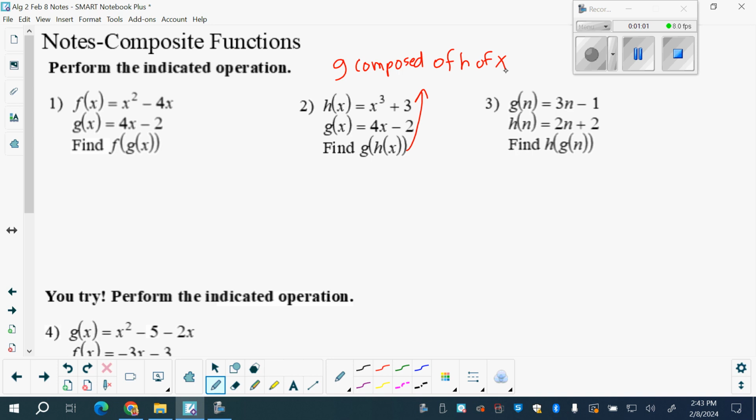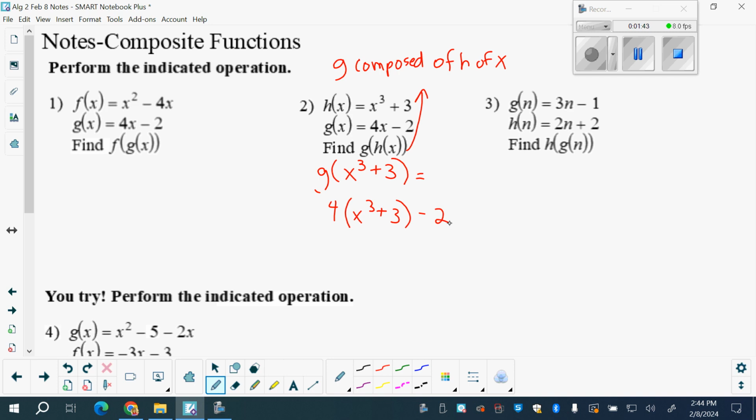H of X is X cubed plus 3. So we are finding G of X cubed plus 3. So all I did, H of X is X cubed plus 3, substituted that for the H of X. So now what I want to do is in the G function, which is 4x minus 2, I want to put the X cubed plus 3 in place of the X. So I take 4 times X, which now is X cubed plus 3, and subtract 2, and then simplify it.